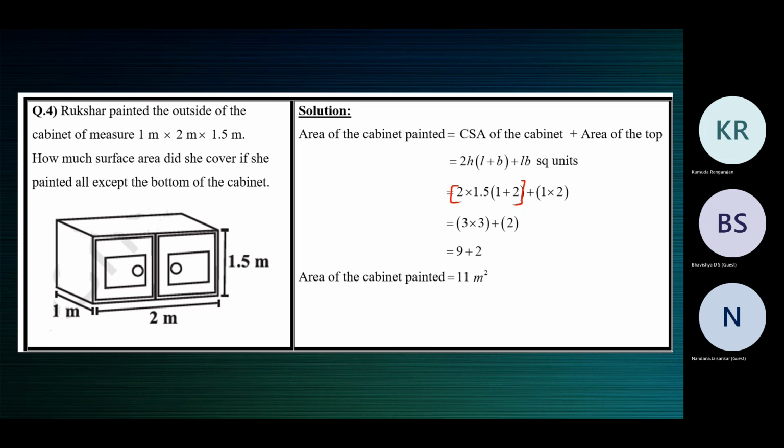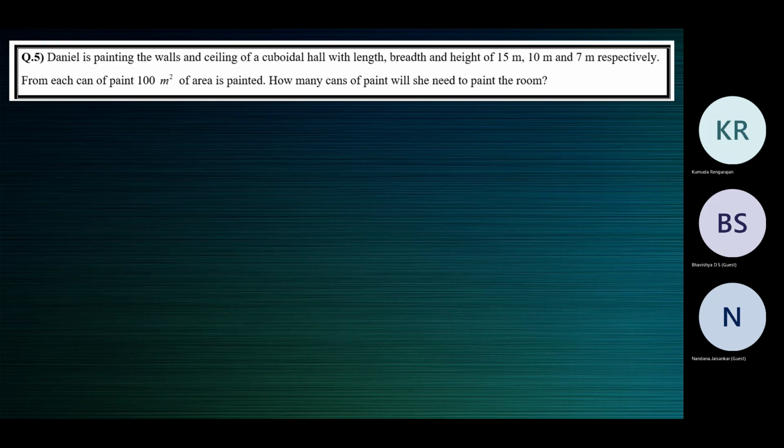All right, children. Daniel is painting the walls and ceiling of a cuboidal hall with length, breadth, and height of 15 meters, 10 meters, and 7 meters, respectively. So, respectively means this order. Length is 15 meters, breadth is 10 meters, and height is 7 meters.